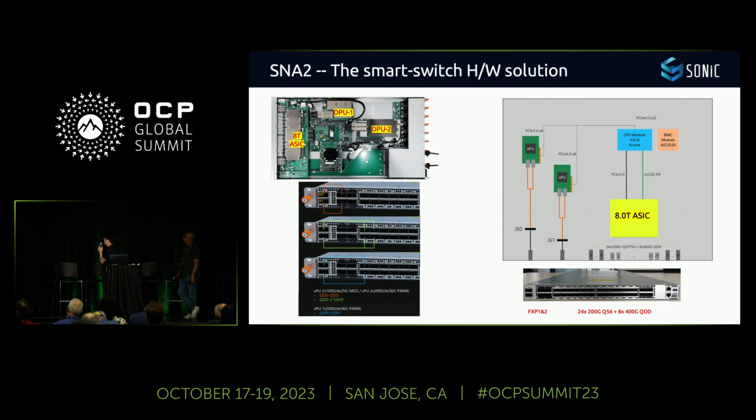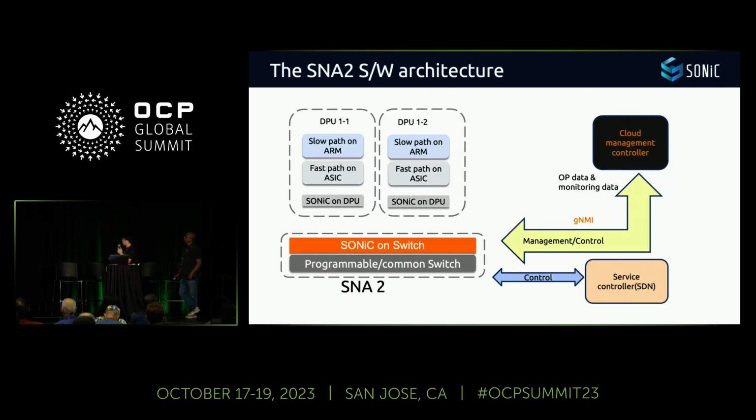Okay, take a simple look at the hardware. We have a common ASIC, the ASIC of the switch, and we have 2 DPU cards inside the box, and we have a CPU module and BMC module for management, power management and monitoring things. And each DPU has 2 NICs, and we connected to the front panel with 2 ports by 400 gig.